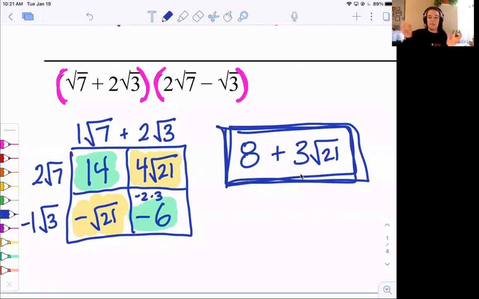I cannot combine them any further because even though 8 and the positive number 3 are like terms, this is 3 root 21, 3 times root 21. So you can think of it like this is saying 8 plus 3x, right? We can't combine those because those are not like terms. This is a similar situation here. We have 3 times a number. It's not just 3 by itself, but 3 times that number.